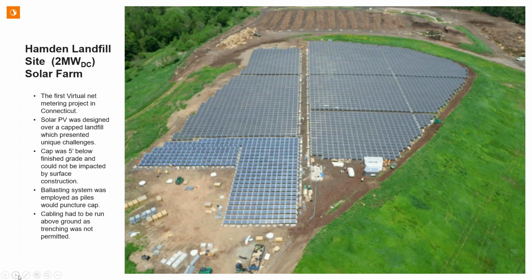So the first site is a Hamden landfill site in Connecticut. This was the first virtual net metering project in the state. This site was designed on a capped landfill, which obviously presented unique challenges. Our cap was approximately 5 foot below grade, so there was no possibility to impact the surface. So for this project, we used a ballasted racking system, so we did not have to use the piles that would puncture the cap. Also, we needed to have above ground cabling, as underground trenching was not permitted.